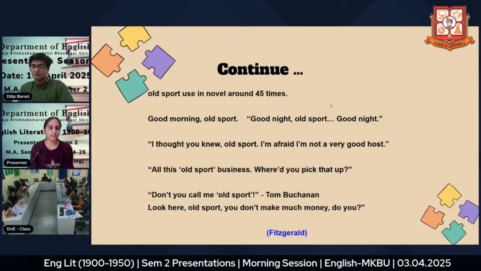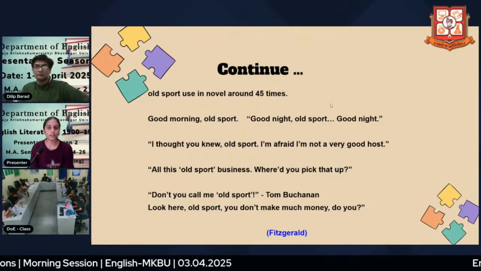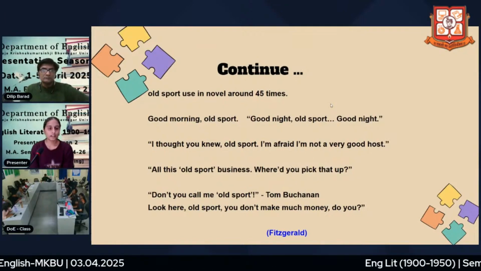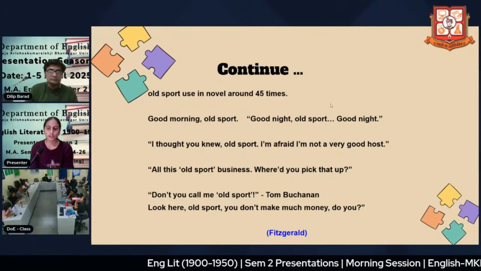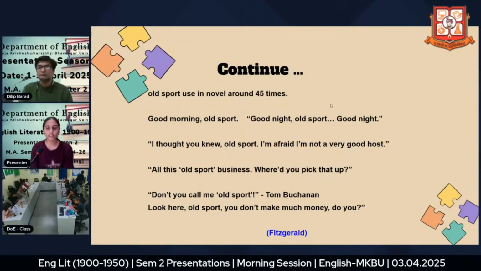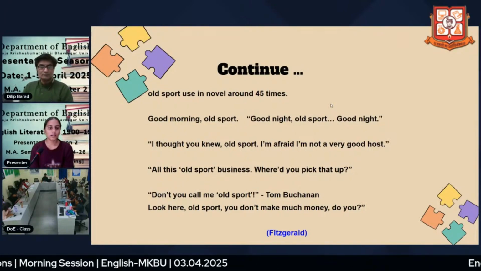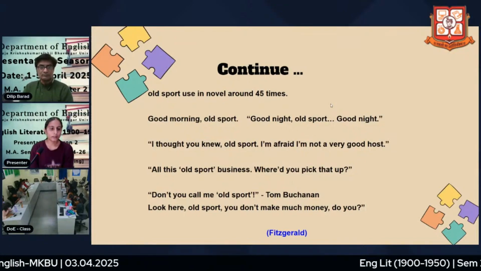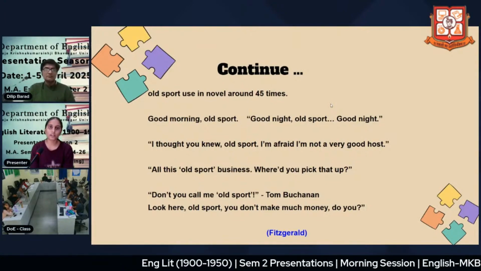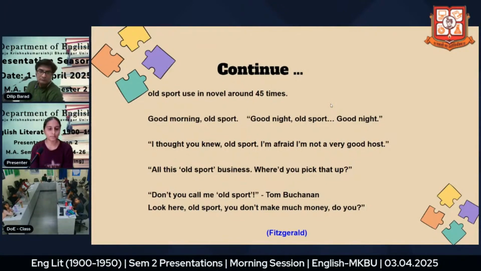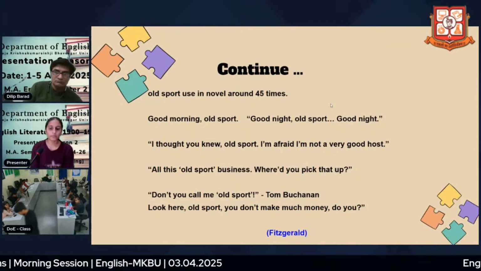Here we see that Gatsby used this word in very common terms, like to say good morning, good night, and also "I thought you knew, old sport," and "I'm afraid I'm not a very good host." So he tries to show his status, and also tries to convey it to Tom and Nick. Then in another quote: "Don't you call me old sport." So Tom stops him from calling him old sport. And the last one is: "Look here, old sport, you don't make much money, do you?"